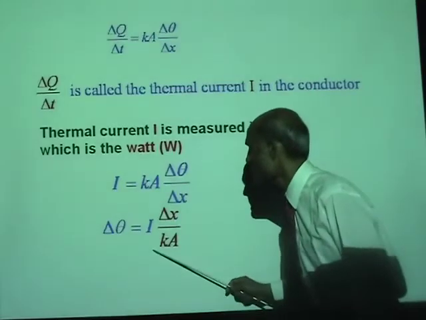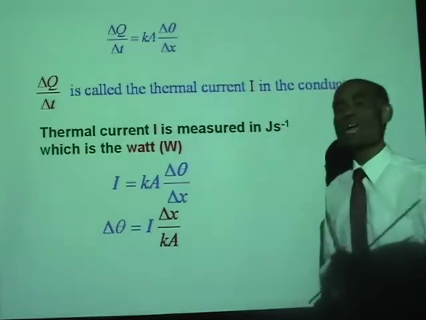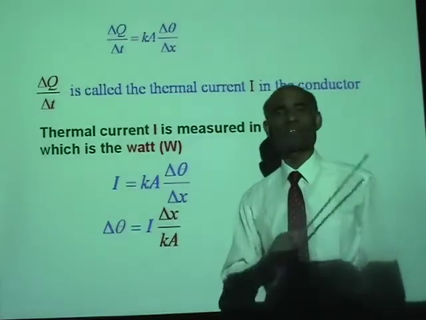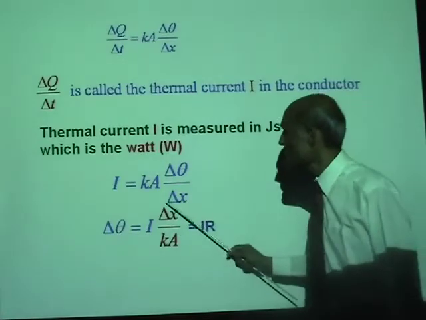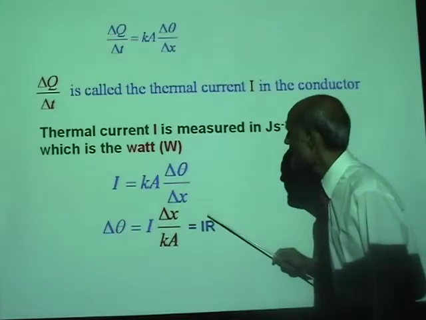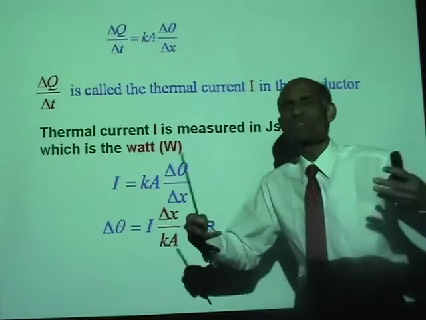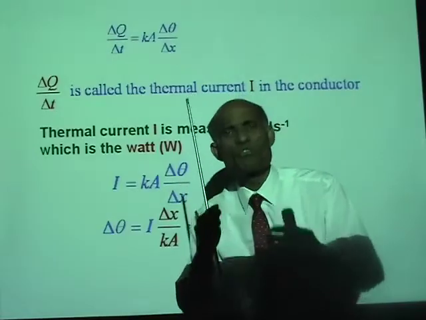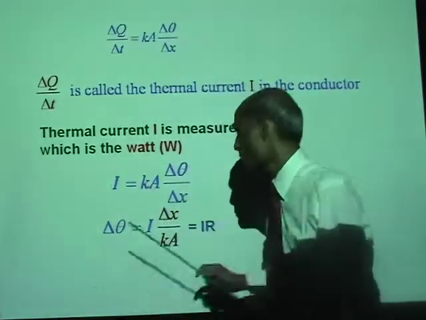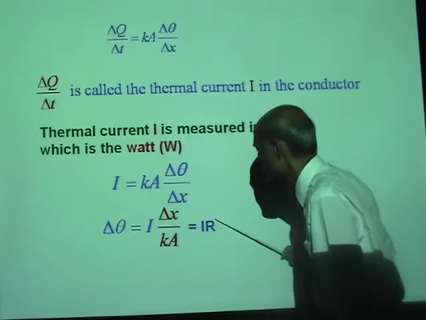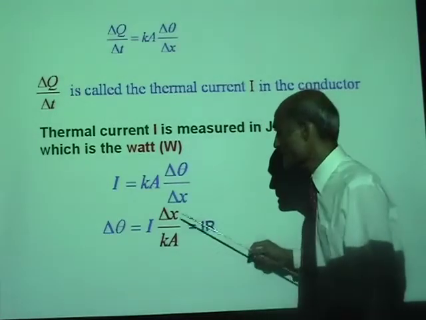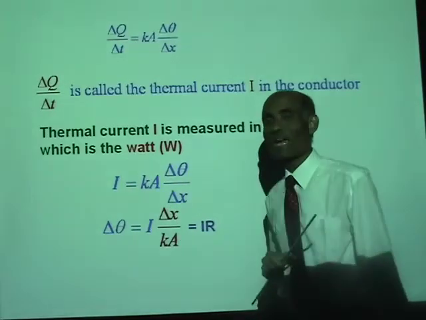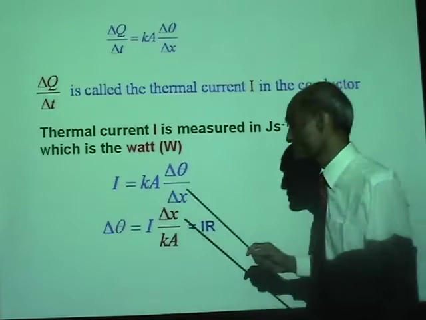Now I have colored delta X divided by Ka red because that quantity has a special significance. The quantity delta X divided by Ka is called the thermal resistance. How good a material is in resisting the flow of thermal energy through it. Thermal resistance, and I'm going to represent that by R. Alright, so take note of this. The quantity delta X divided by Ka is called the thermal resistance R.